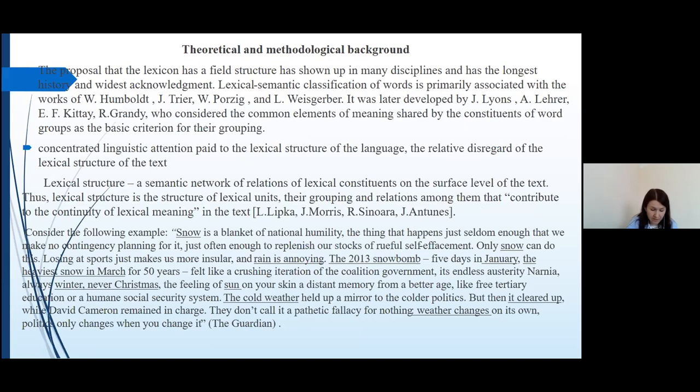So lexical semantic classification of words is primarily associated with the works of Humboldt, Trier, Porzig, Weisgerber. It was later developed by Lyons, Lehrer, Kittay, and Grandy, who considered the common elements of meaning shared by the constituents of word groups as the basic criterion for their grouping. In spite of a more concentrated linguistic attention paid to the lexical structure of language, the relative disregard of the lexical structure of the text stands in need of such research. In this respect, a lexical structure should be considered as a semantic network of relations of lexical constituents on the surface level of the text. Thus, lexical structure is the structure of lexical units, their groupings, and relations among them that contribute to the continuity of lexical meaning in the text.